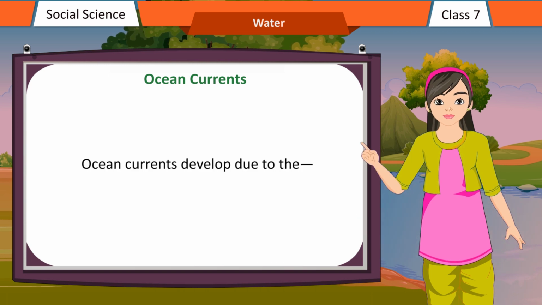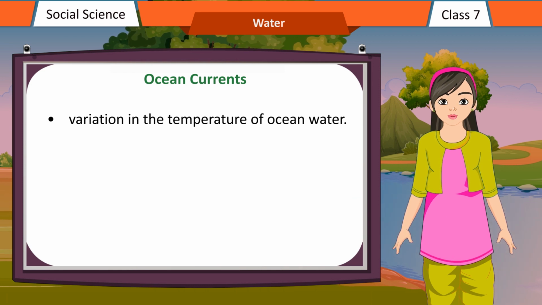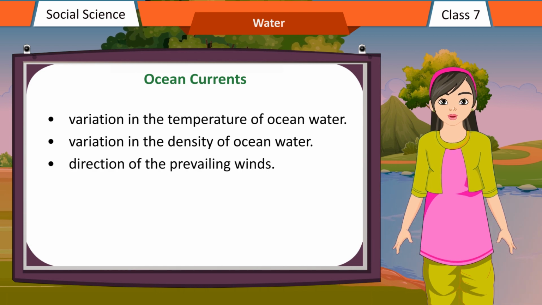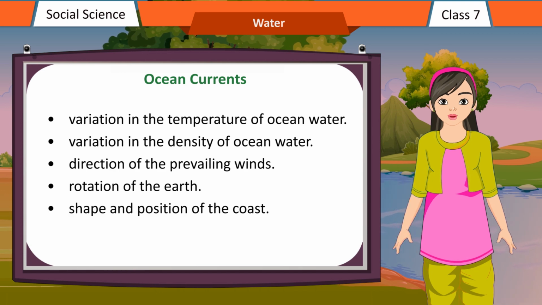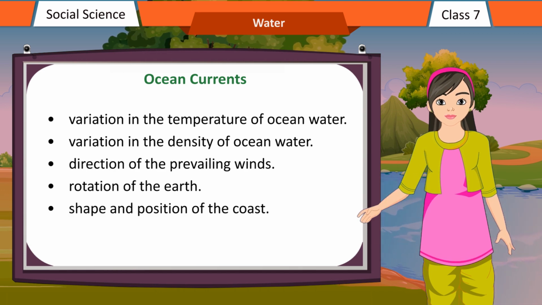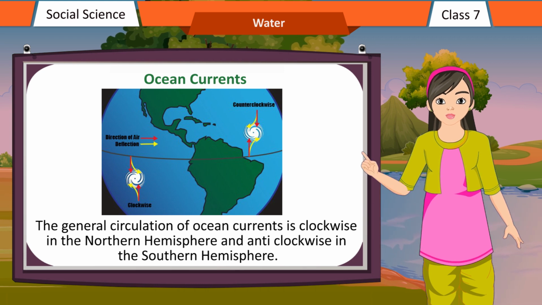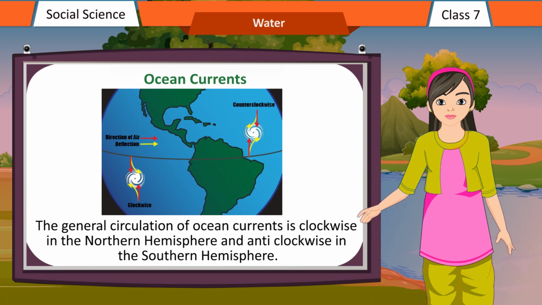Ocean currents develop due to the variation in the temperature of ocean water, variation in the density of ocean water, direction of the prevailing winds, rotation of the earth, shape and position of the coast. The general circulation of ocean currents is clockwise in the northern hemisphere and anti-clockwise in the southern hemisphere.